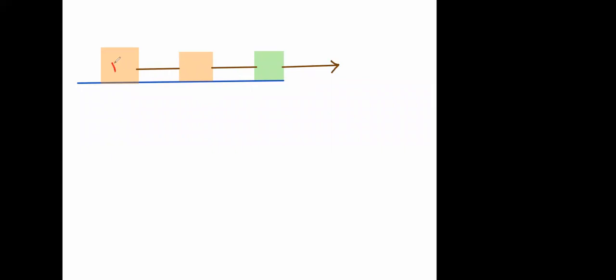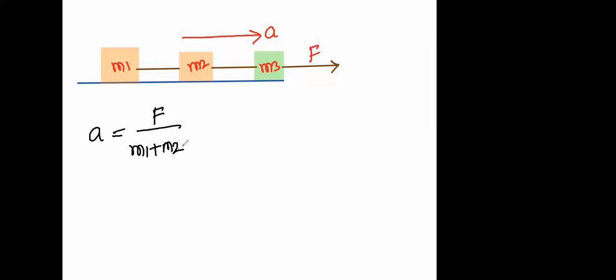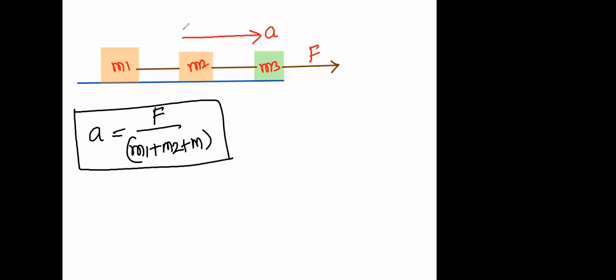Then the block masses are taken as M1, M2 and M3. Applied force is taken as F. The total system moves with an acceleration A. Then the acceleration of the total system, A, is equal to F divided by M1 plus M2 plus M3. This is the acceleration of the system.